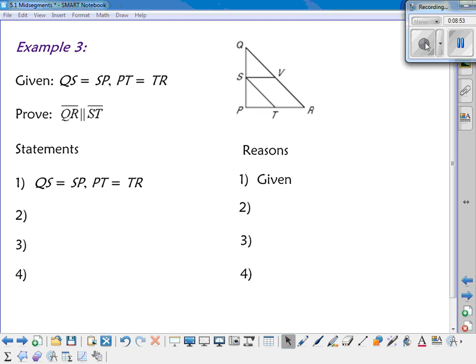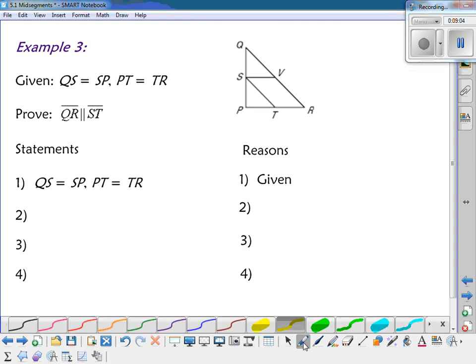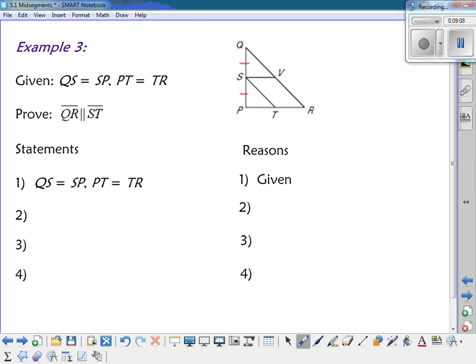Okay, so now we're going to use this midsegment theorem in a proof. So first of all, we're given that QS is equal to SP, so those two are going to be congruent. And we're given that PT is equal to TR. And we're going to prove that QR is parallel to ST.